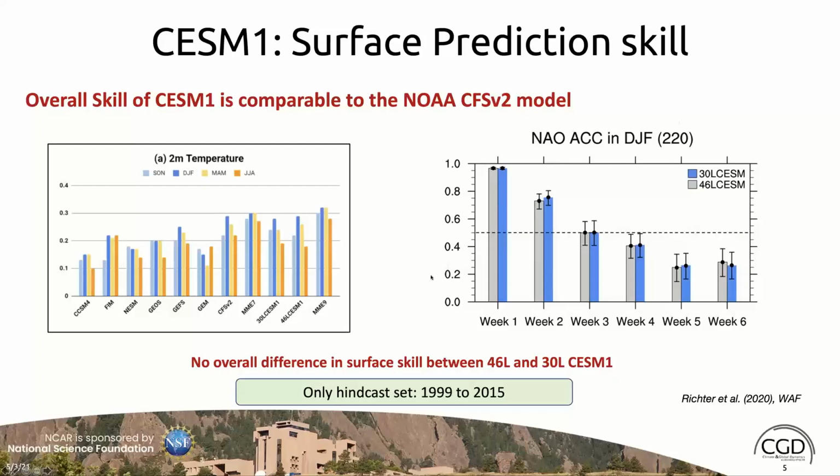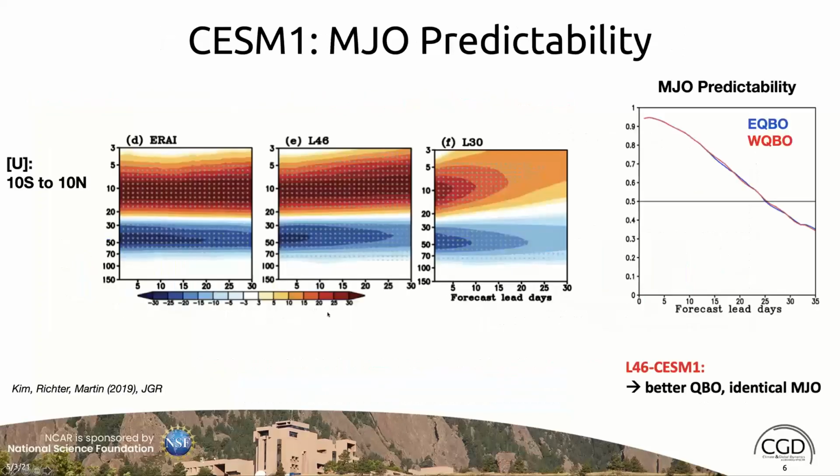Okay, and we have only done hindcasts with CSM1. And here's one additional skill metric. People are also curious, how does the stratosphere, in particular the addition of the QBO, affect MJO predictability? And the answer is, at least in our model, it does not. In the plot on the right, I'm showing the MJO predictability for East QBO phases and West QBO phases, and there is no difference. And if you look at this plot between the two versions of the model, there is also no difference.